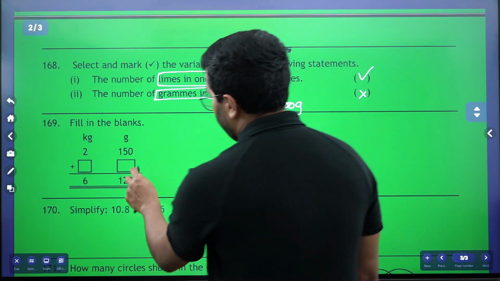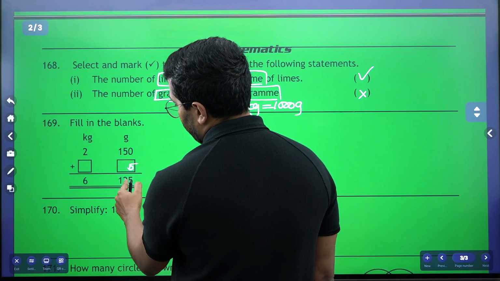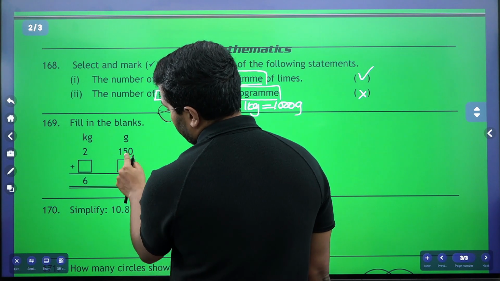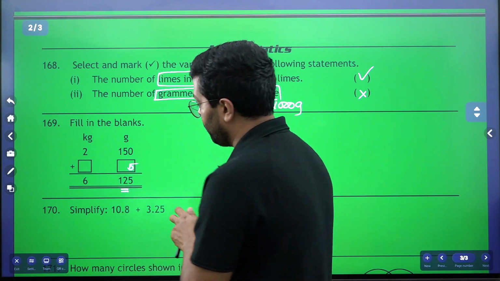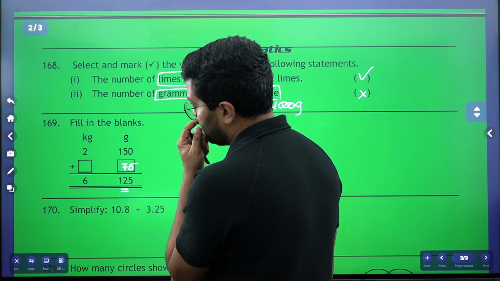Right. 5 plus 0 plus 5 is 5. Now this should be 12, right? So 5 plus something equals 12. 5 plus 7 equals 12. There's a printing mistake, it seems, right?